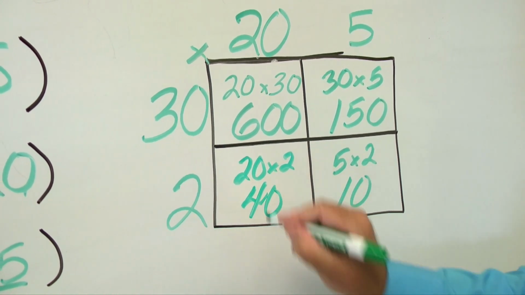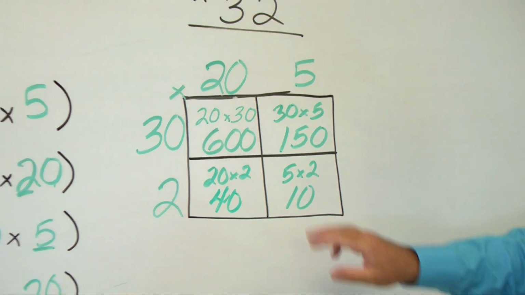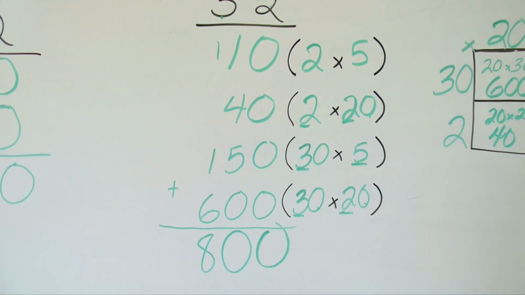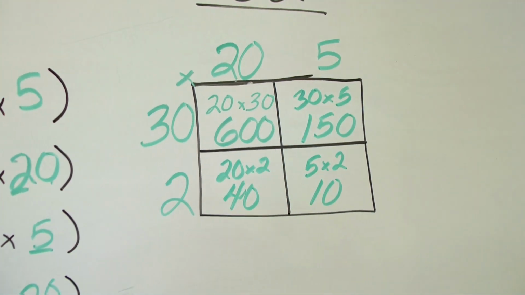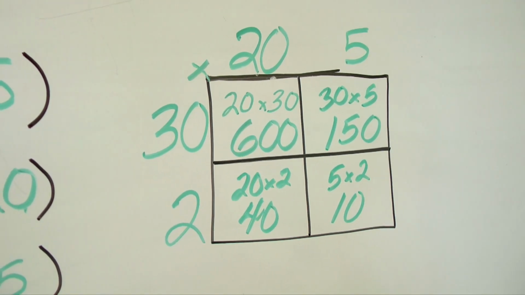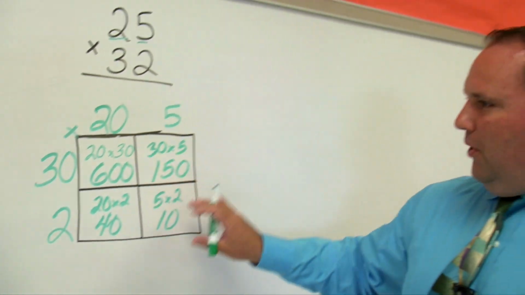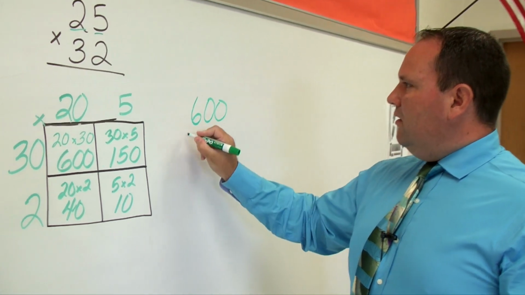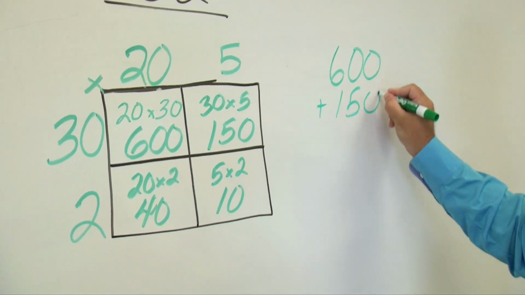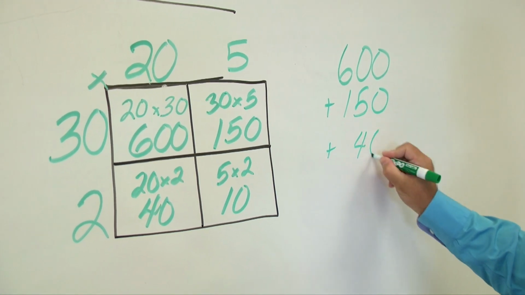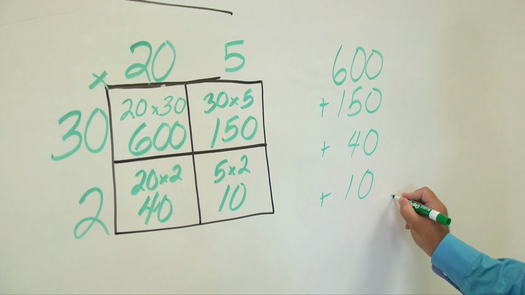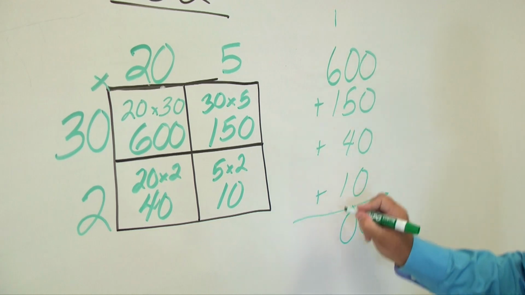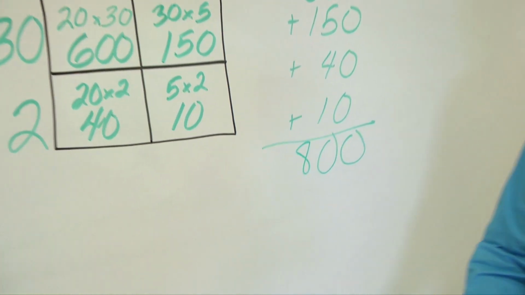equals 40. And now you're going to notice these 4 partial products are exactly the same as the 4 I got in the previous problem, just a different way to visualize it and see it. Then finally, I'm going to take my 4 partial products and add them up. So I have 600 plus 150 plus 40 plus 10. And when I add those up, I come up with the same product of 800.